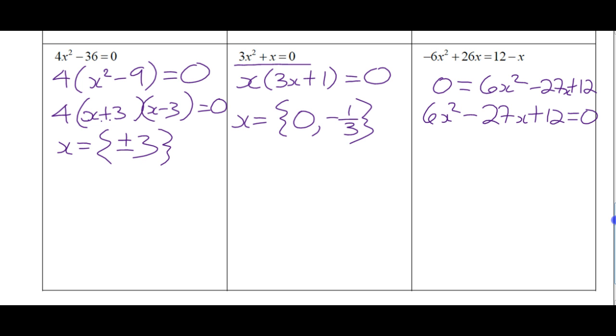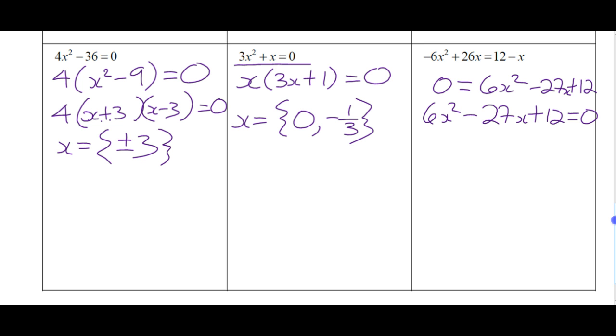Is there a common factor between 6, 27, and 12? 3, right? If you didn't take it out, it's not like it's a fatal error. You're still going to get it, it's just you're going to make your factorization a lot more difficult, right? Because you think about what numbers multiply to 6: 1 and 6, and 2 and 3. So I either have 6x and 1x or 2x and 3x.